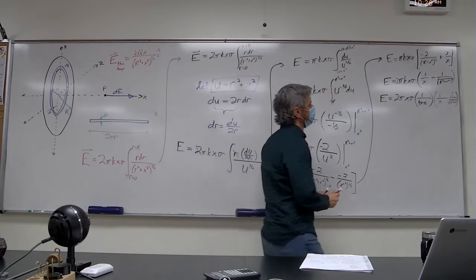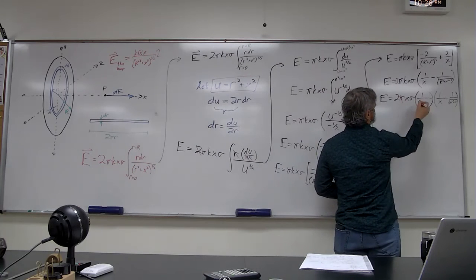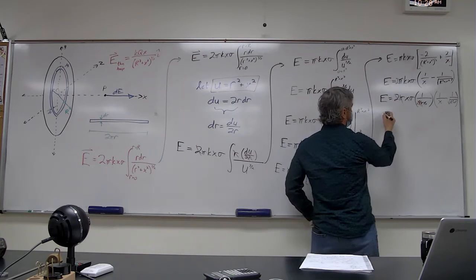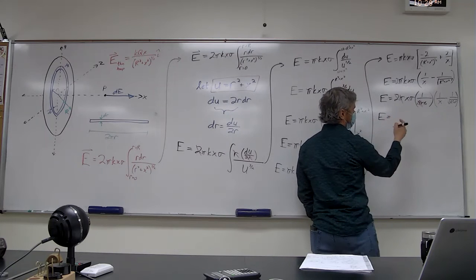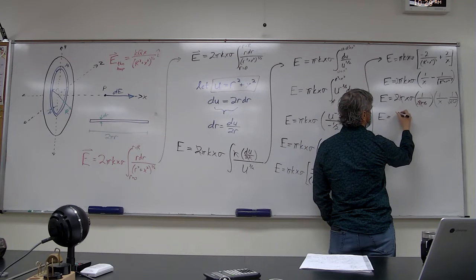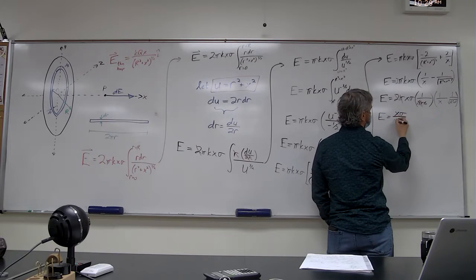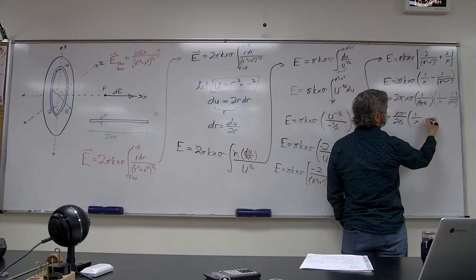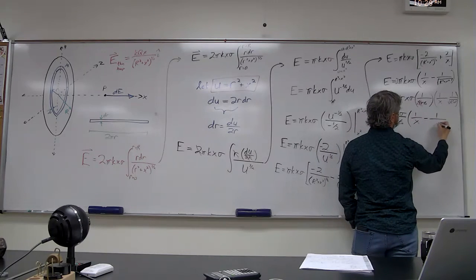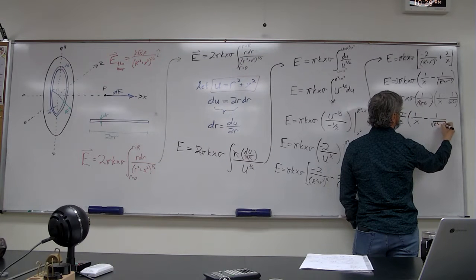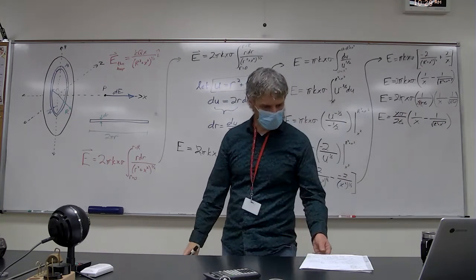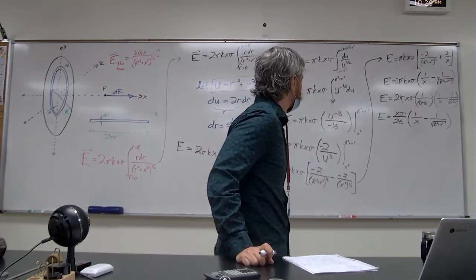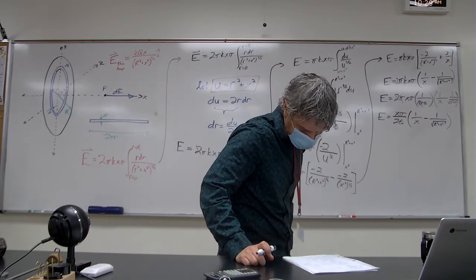And when I do that, pi cancels. That 4 becomes a 2. Right? And here's the result that I'm going to use to come to the final result. Then I get x times the charge density divided by 2 times the permittivity of free space times 1 over x minus 1 over the square root of r squared plus x squared. Make sure that's right. What a handsome equation.